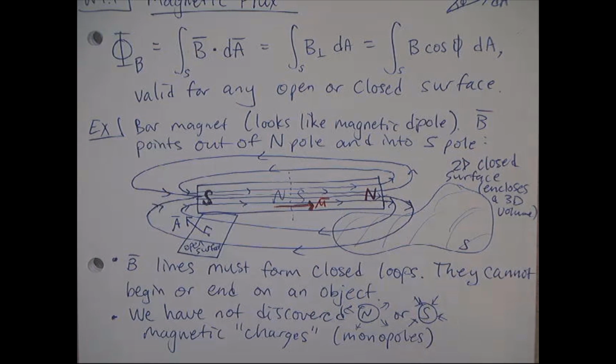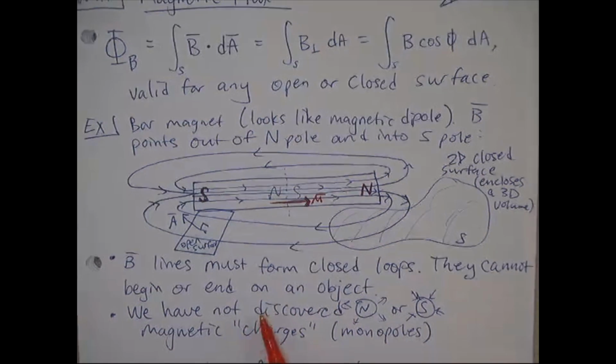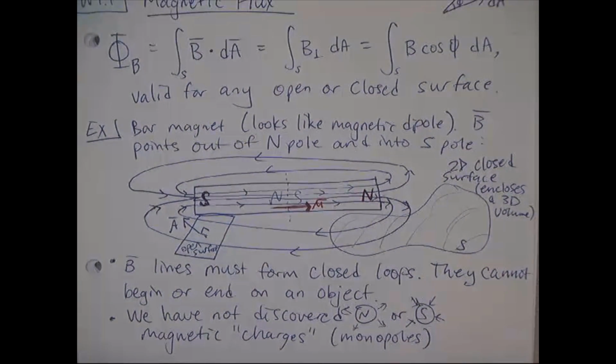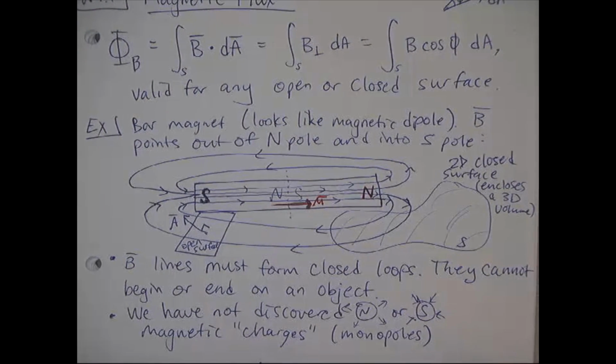We know they may not begin or end on an object because we have not yet discovered north or south magnetic charges. Sometimes these are referred to as monopoles. Various experiments through history have searched for these and have yet failed to demonstrate evidence of their existence. But the lack of evidence for their existence is not proof of their non-existence.